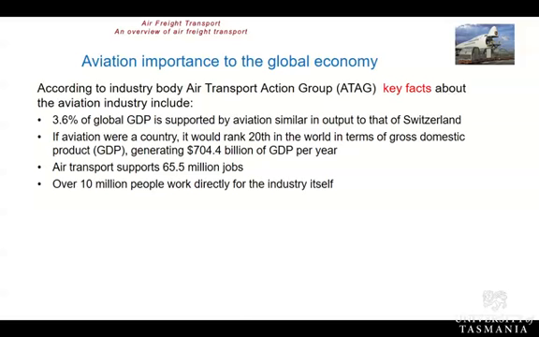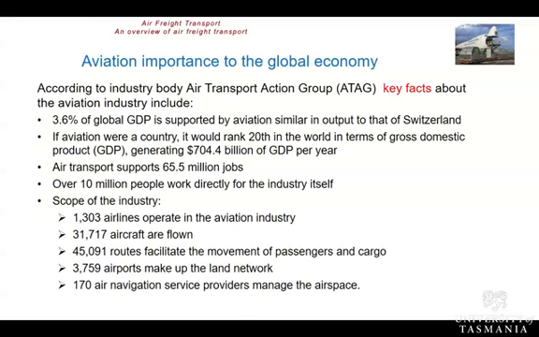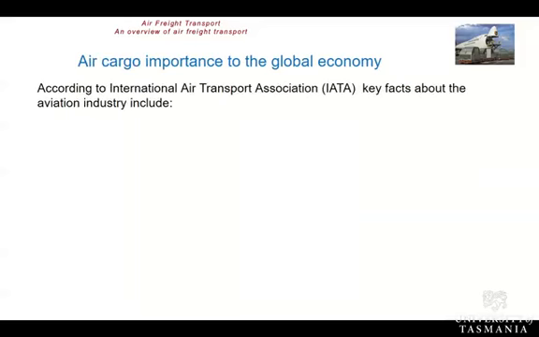Air transport supports about 65 million jobs, and 10 million of those jobs are working directly in aviation themselves. And I guess it's only when you have a look at the scope of the industry that you get a strong sense of its magnitude. So 1,300 airlines, 31,000 aircraft, 45,000 routes to facilitate the movement of passengers and cargo, almost 3,800 airports and 170 air navigation service providers. So it's certainly a significant global industry.